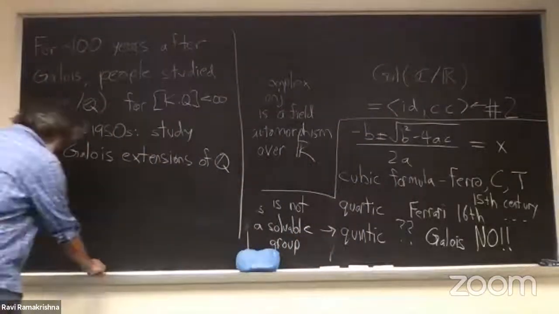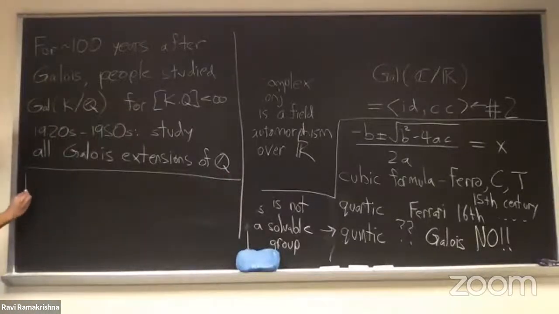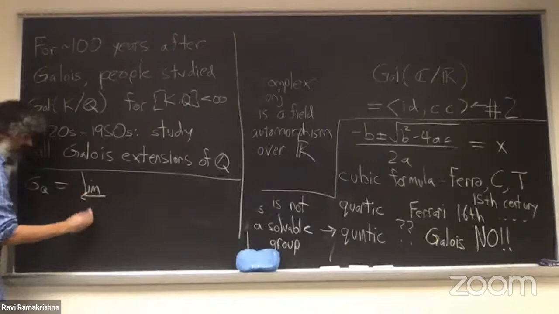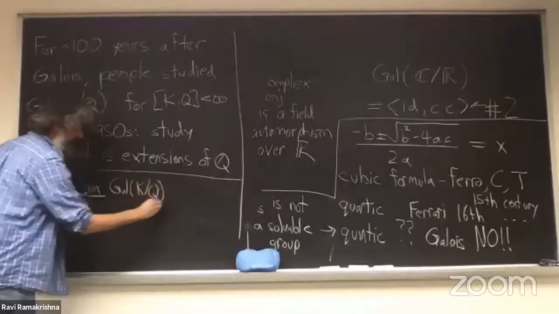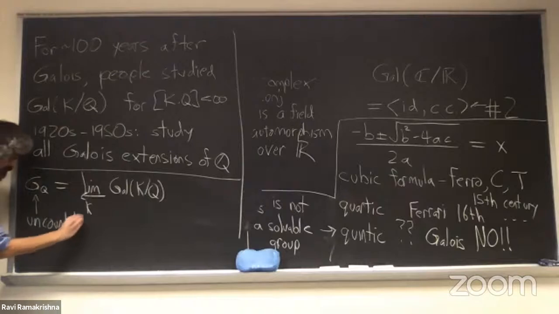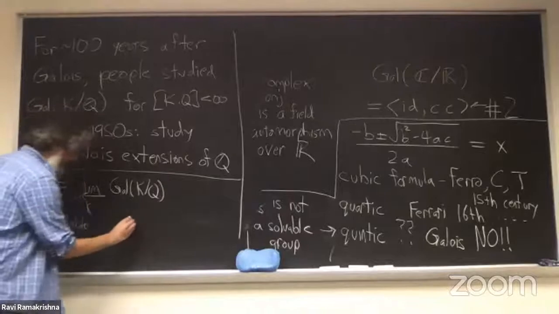But this is the idea. We want to study all of these objects simultaneously. So we make a definition. We take an inverse limit over all K of these finite Galois groups. Now, this thing is large. It's uncountable.